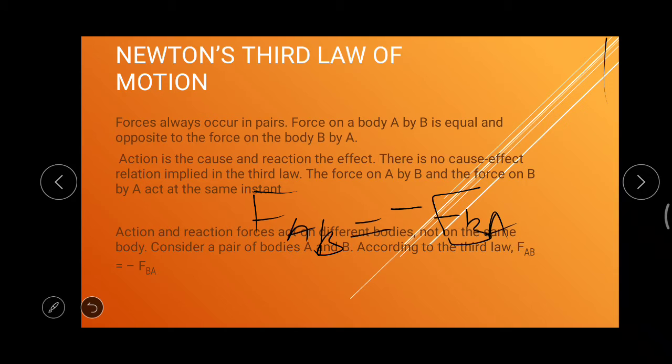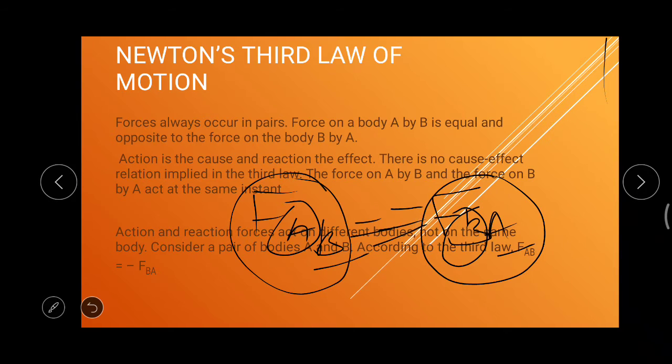The action and reaction forces act on different bodies, not on the same body. The first one is on A by B, and the next one is on B by A, on different bodies by the other bodies. So according to the law, for every action there will be an equal and opposite reaction. So F_AB is equal to minus F_BA.